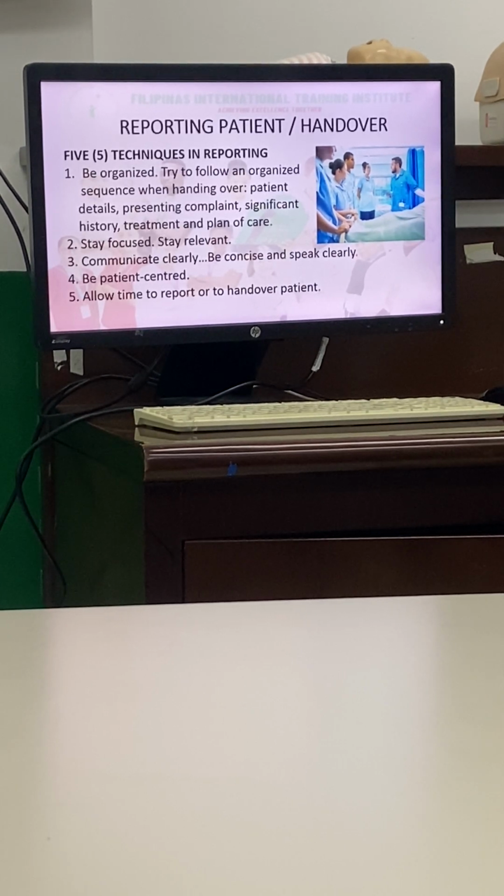Okay? What else? Allow time to report or to hand over. If you have lots to hand over, give time, not only one minute. That patient, you cannot understand. Just give time during the handover.